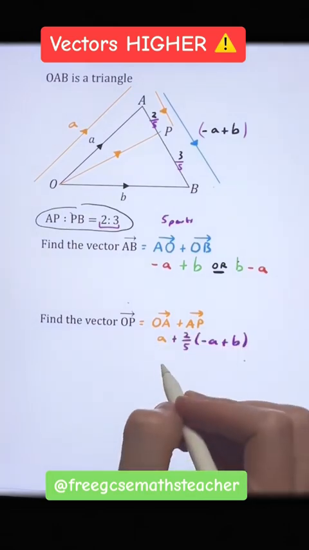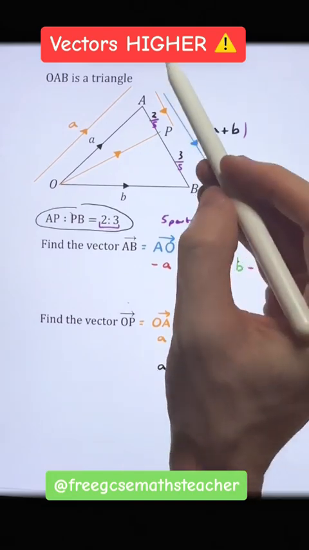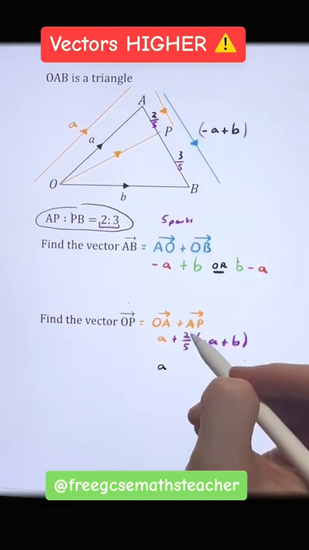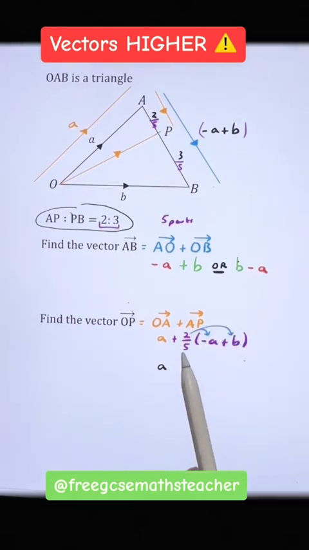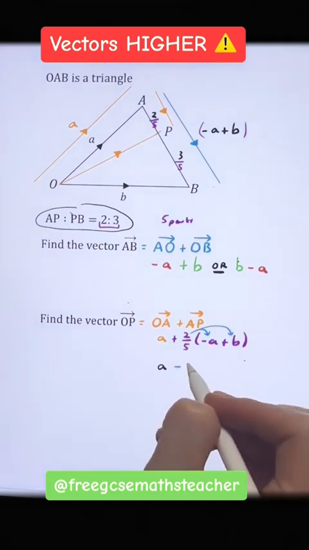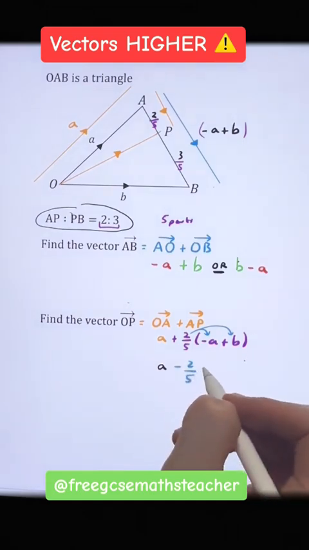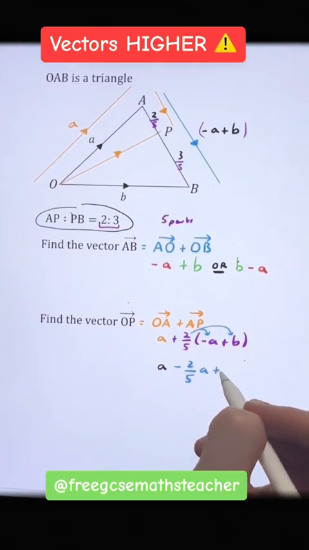Leaving a alone, expanding my single bracket. When expanding a single bracket, I multiply the term directly outside the single bracket by each term directly inside. Here, 2/5 times negative a will give us negative 2/5 of a. And 2/5 times positive b will give us 2/5 of b.